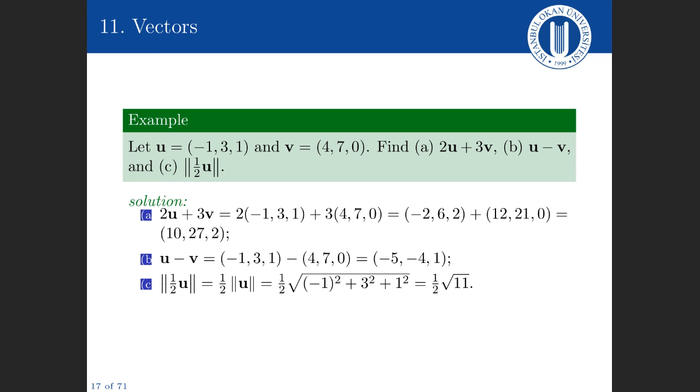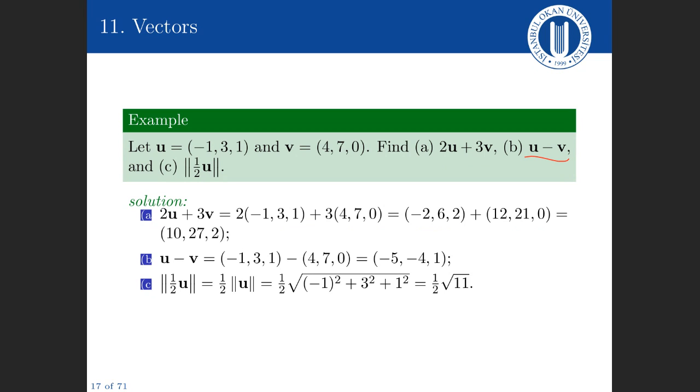For example, let u be (-1, 3, 1), and let v be (4, 7, 0). And we're asked to find 2u plus 3v. Here's the calculation. 2 times (-1, 3, 1) plus 3 times (4, 7, 0). Multiply each vector by its constant to get (-2, 6, 2) and (12, 21, 0), and then add them together to get (10, 27, 2).